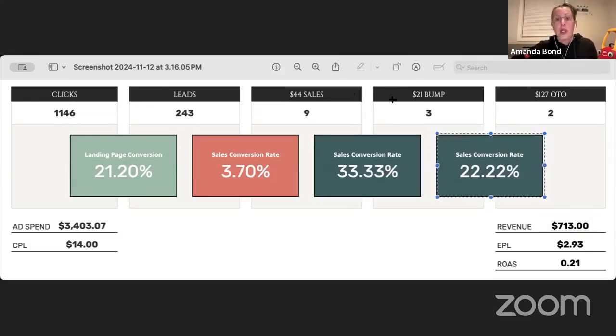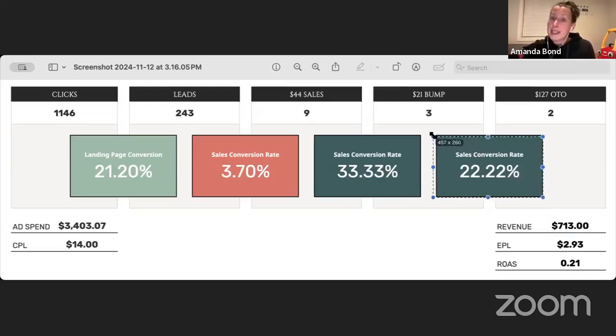22% of people. Now, granted, we only have 9 sales. So in the grand scheme of things, it's 9 sales. It's not like at scale, but we've spent $3,400. So it's also not nothing burger, right? We have made a little bit of a commitment into this process, but we're still not breaking even. We're not even anywhere close to breaking even right now.